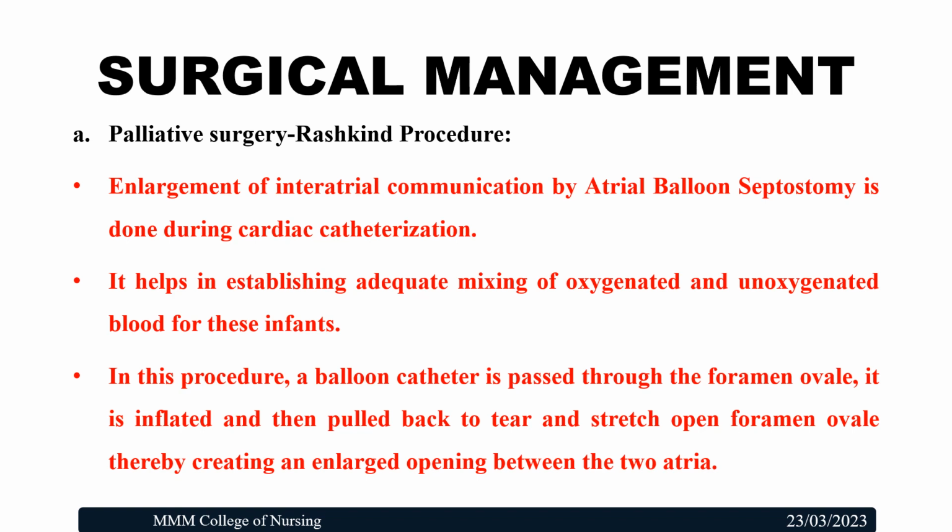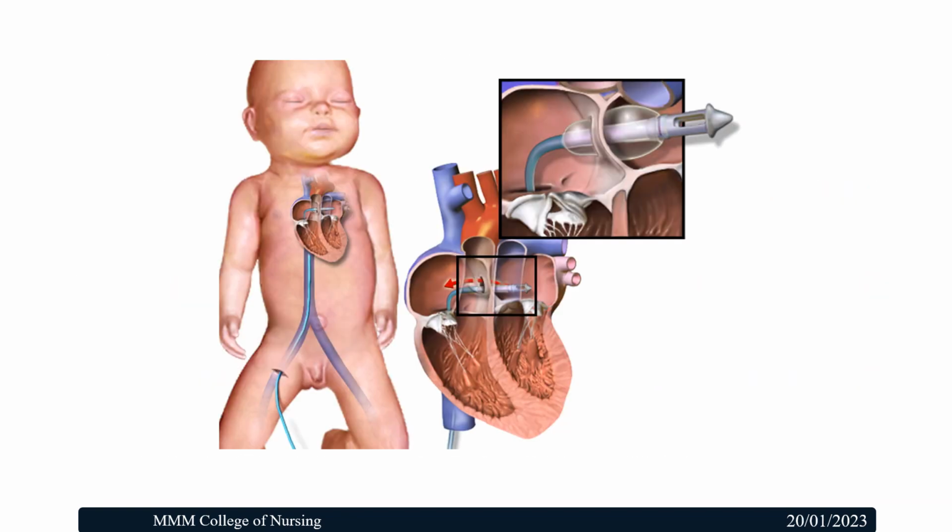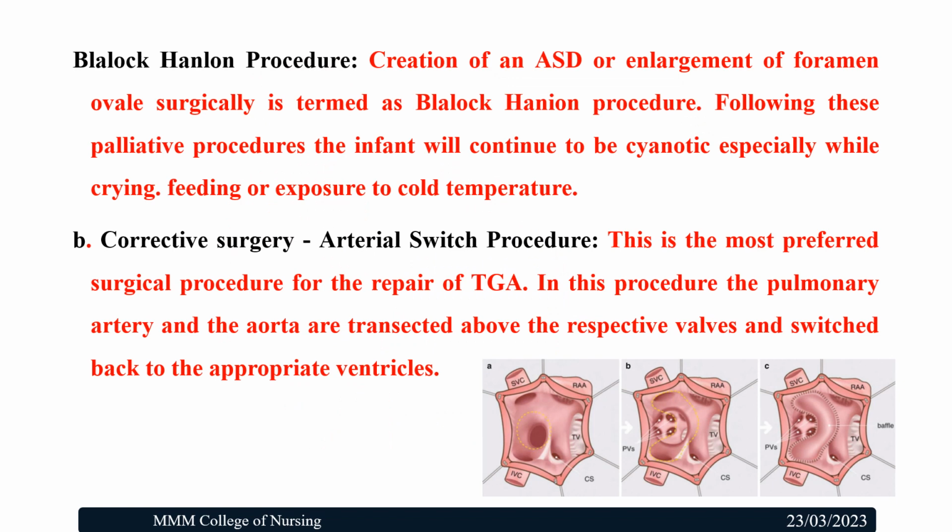So in this procedure, a balloon catheter is passed through the foramen ovale, inflated, and then pulled back to tear and stretch open the foramen ovale, thereby creating an enlarged opening between the two atria. Yes, you can visualize in this picture that a balloon is inflated. The next procedure is the Blalock-Hanlon procedure.